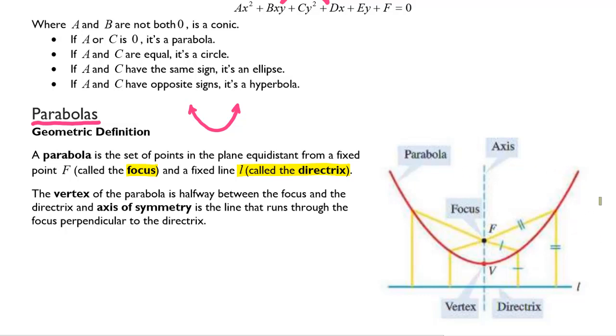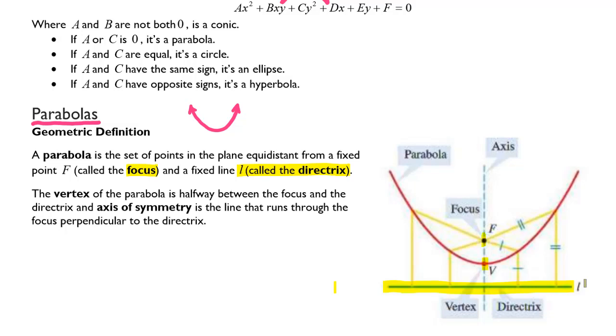Here again, off to the right, we have a parabola opening upwards. The parabola has a focus F. Its axis of symmetry is this vertical dotted line. The vertex is its max or min, denoted by V here. And the directrix is this horizontal line just below the max or min. In this case, it's the min.